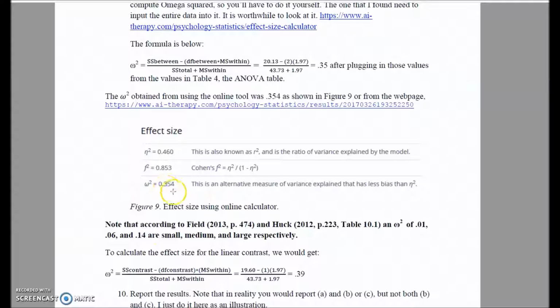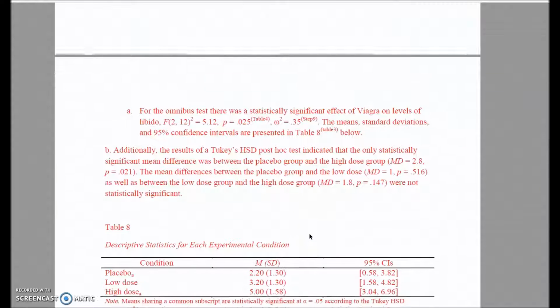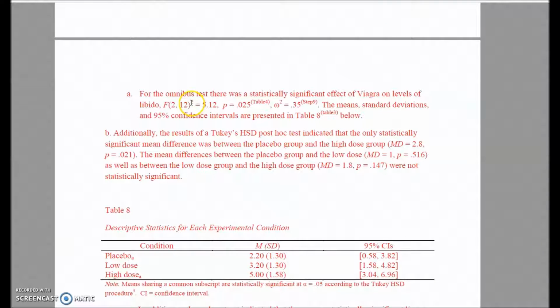So this 0.35 is very large. So it's a really good thing. How do I report it? Okay, so once again, you are not to put any subscripts, superscripts, or anything like that. I'm doing it so that you know where the value is coming from.